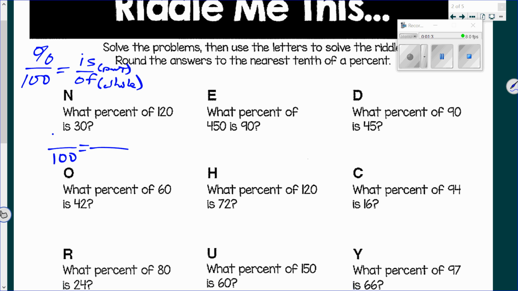X. Then I find my word "of." What's right after "of"? 120. That goes on the bottom. What's left? 30. Okay? So here's the side I'm moving. Is it easy to go from 120 to 100? No. So here's where the next piece that I'm going to try to teach you guys comes in. What I do is I have a fraction with an equal sign and another fraction. Now we can play baseball.